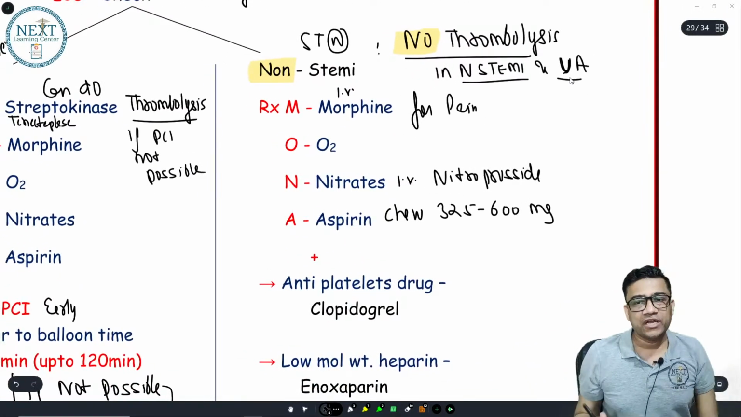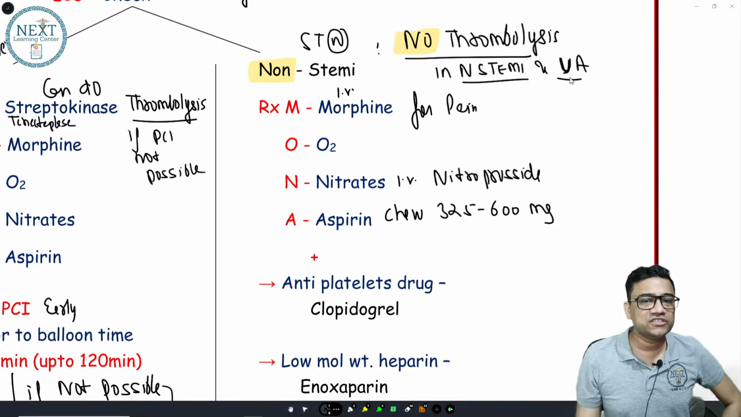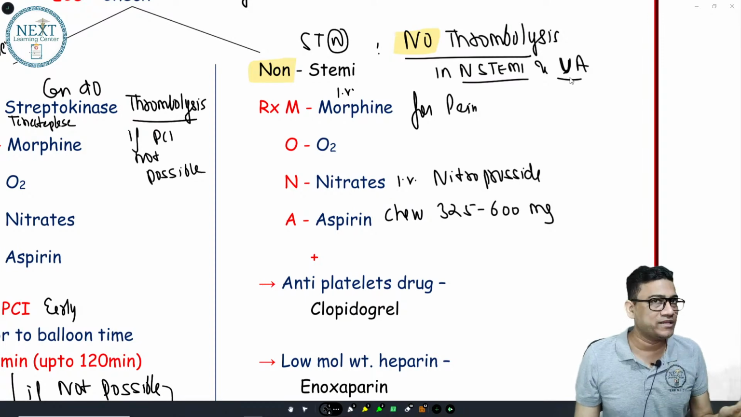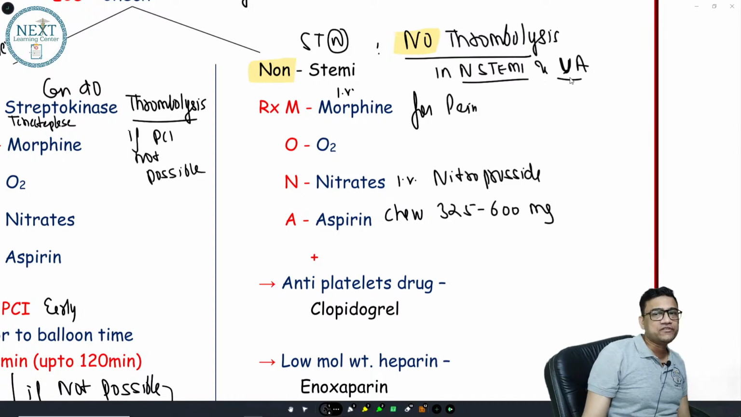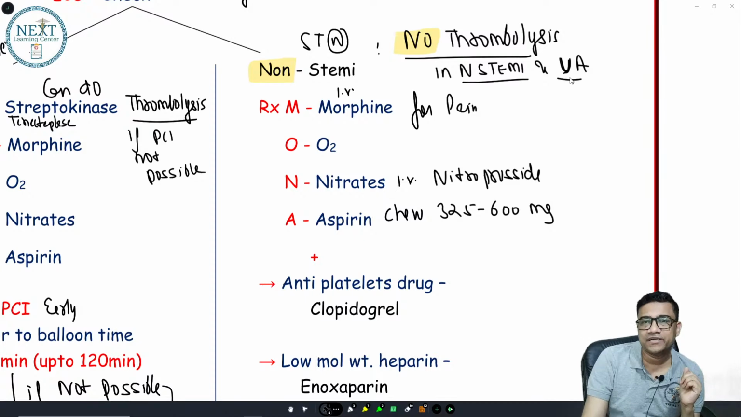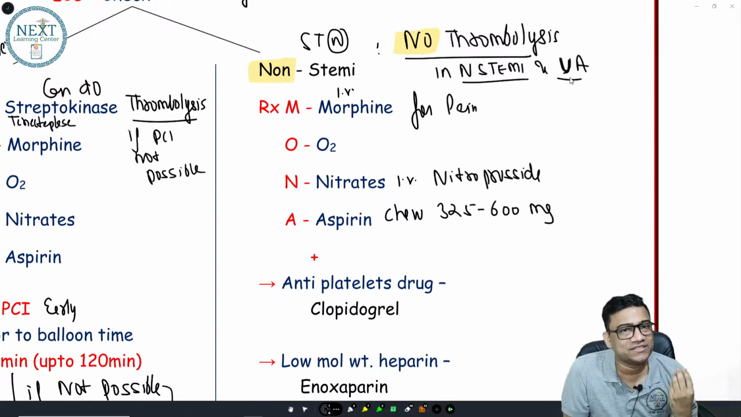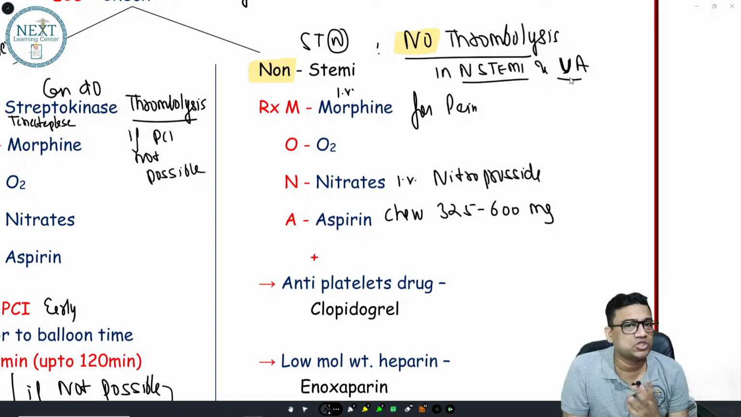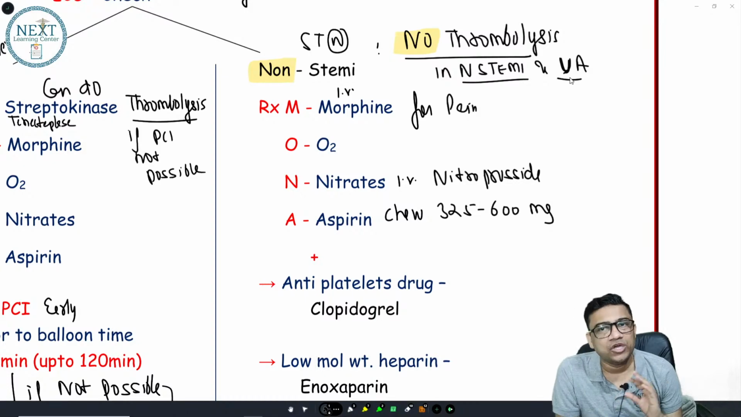Now in non-ST MI, we just give MONA: morphine for pain, oxygen for obviously hypoxia, nitrates, IV nitroprusside to manage the BP and blood flow, and also aspirin, we can give 325 to 600 mg in chewable form. But no thrombolysis, streptokinase nahi dena. So that's why only MONA, no thrombolysis. So non-STMI, no thrombolysis.